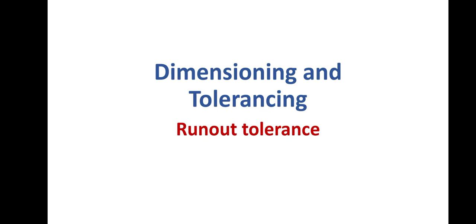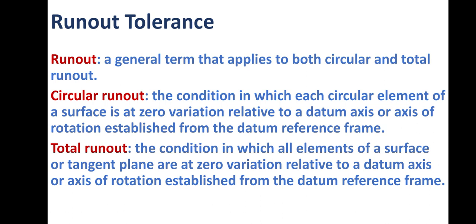The runout tolerances now. What is runout? It's actually a general term that applies to both circular and total runout. Then what is circular runout? It is the condition in which each circular element of a surface is at a zero variation relative to a datum axis or axis of rotation established from the datum reference frame.